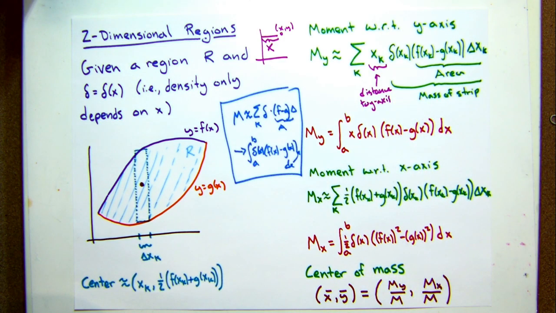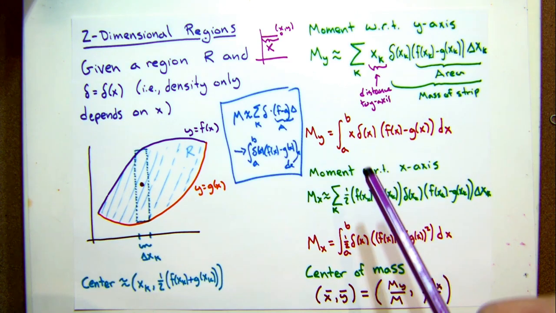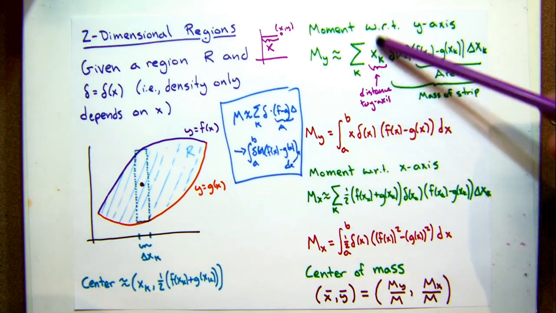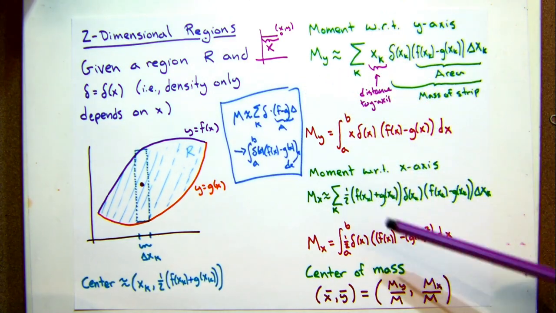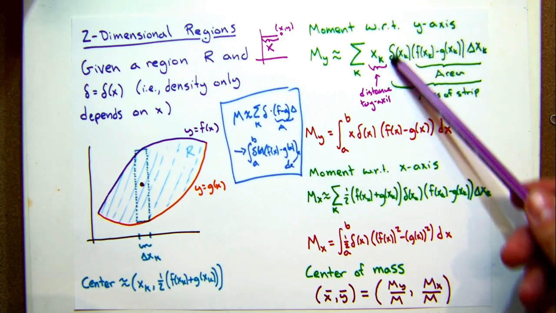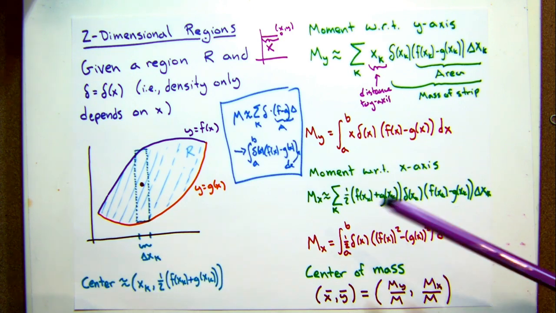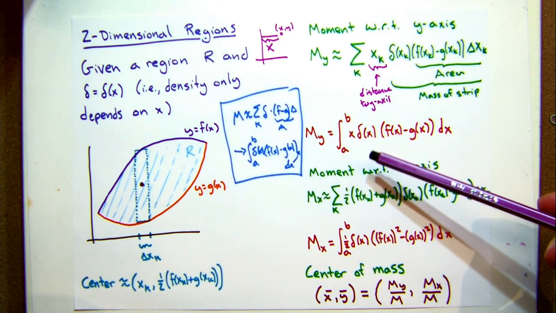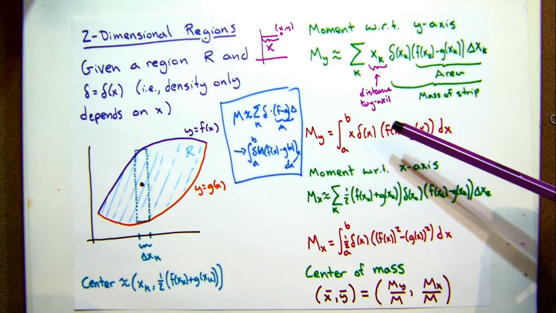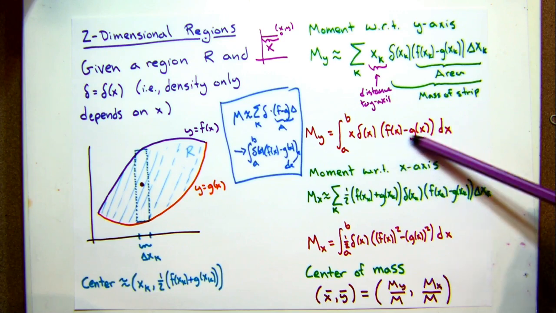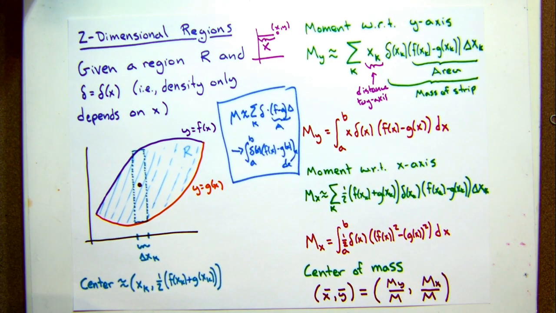So the moment always has a notion of distance built into it. So what I'm going to do is add over all k. Then I'm going to have the distance where I'm at, in this case the distance with respect to the y-axis, and then the mass of the little tiny strip, which is this part over here. So we get that the moment with respect to the y-axis is equal to the integral from a to b of x, the density of x, which can vary, times the height, the difference f(x) minus g(x), dx.